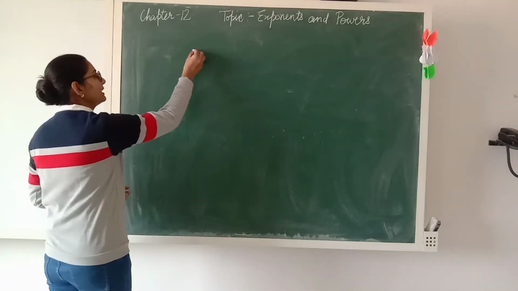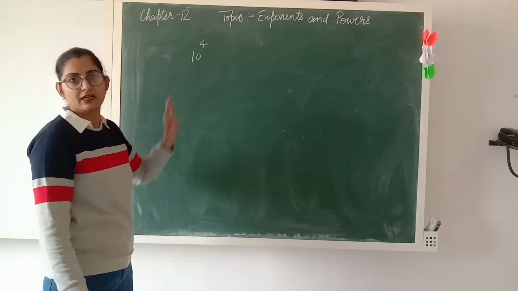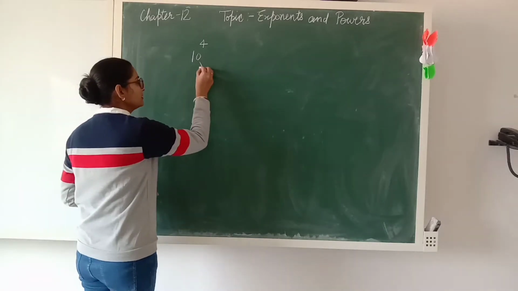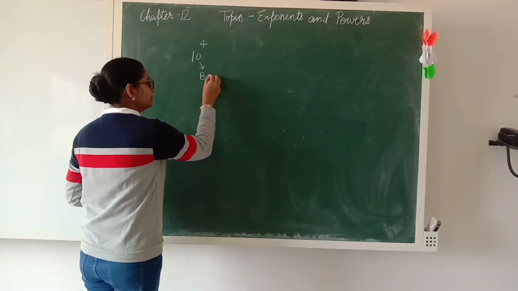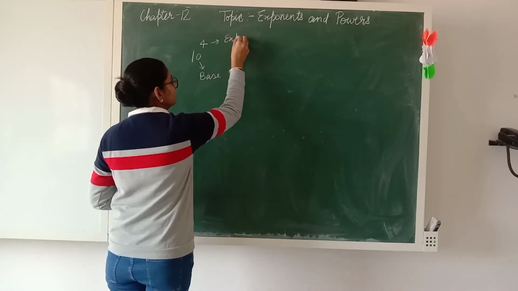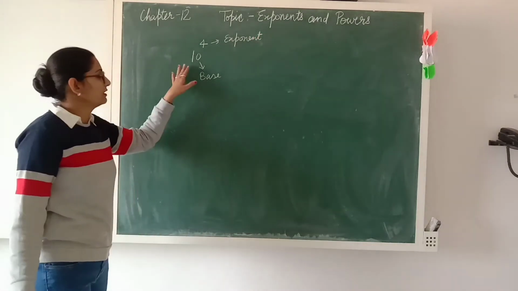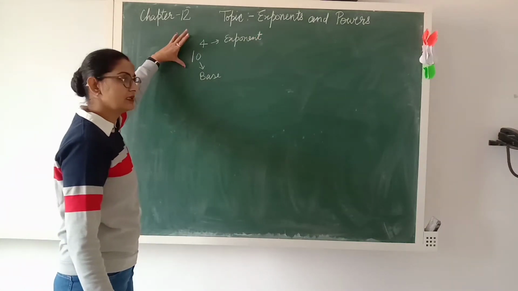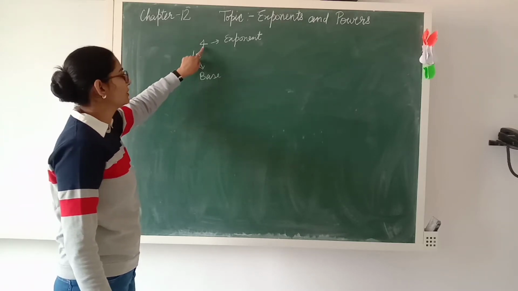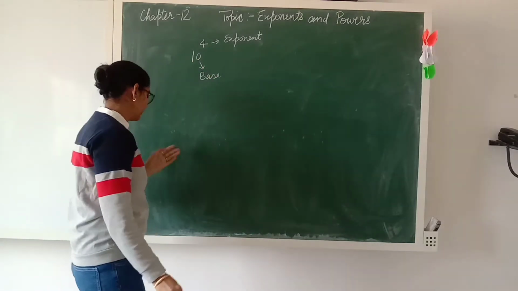Like if we have 10 raised to the power 4, how can we read this? 10 raised to the power 4, where 10 is the base and 4 is our exponent. If we have this number, how can we read this? We can read this as 10 raised to the power 4, where 10 is our base and 4 is the exponent.